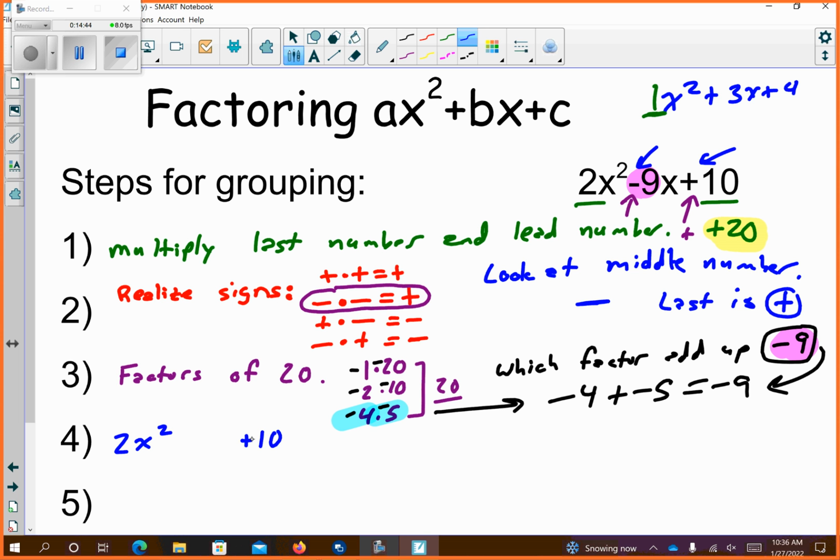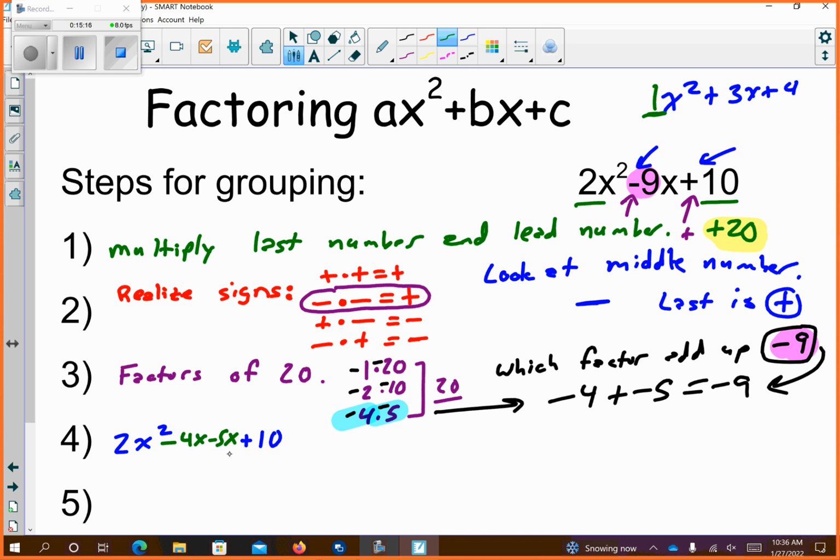All right, so I have 2x squared plus 10. I left a space. Agreed? Now I'm going to put this. And let me just stop. Friends, if I combined negative 4x and negative 5x together, do I get the negative 9x? What do you think?